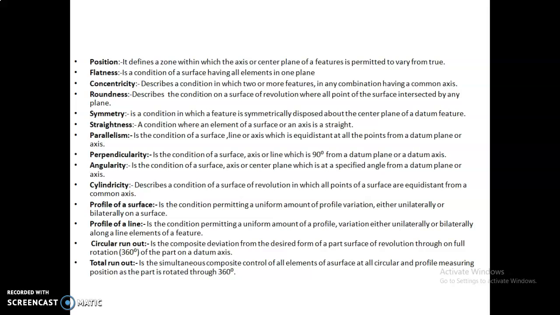Profile of a line is a condition permitting a uniform amount of profile variation, either unilaterally or bilaterally, along the line element of a surface. So the difference between profile of a line and profile of a surface is that in profile of a surface we can check three-dimensional tolerances, and in profile of a line we can check only two-dimensional tolerances.